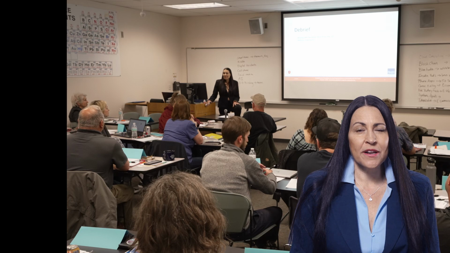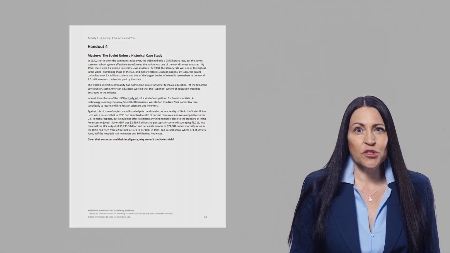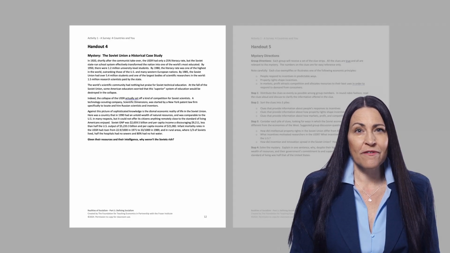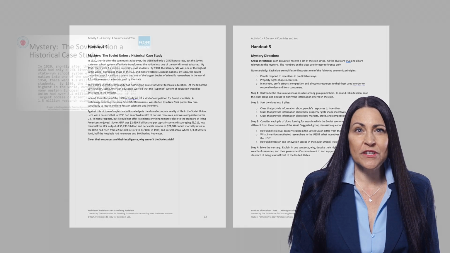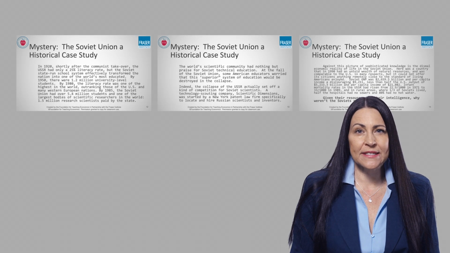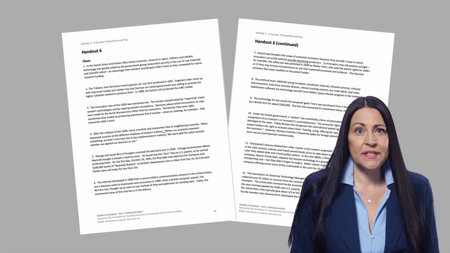Okay. For the last part of the activity, tell students they're going to solve a mystery. Give each group a copy of Handout 4, the mystery, and Handout 5, the mystery directions. You could also display them as visuals using slides 12 through 16. Give each group a copy of Handout 6, the clues, cut into individual strips.